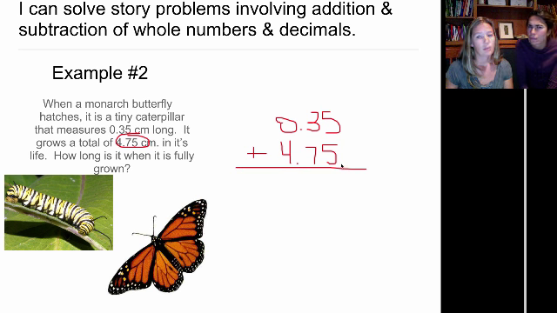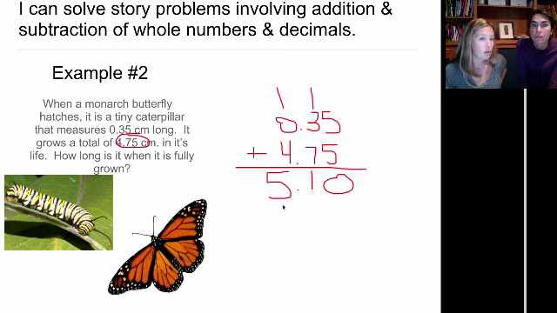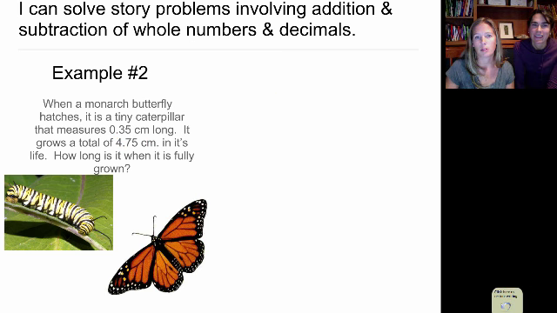So 5 plus 5, 10. Man, that is just our lucky number today. Yeah. 7 plus 3 is 10, plus 1 more is 11. Bring on my decimal. 4 plus 0 plus 1 is 5. So the monarch butterfly grows to a total of 5 1/10 centimeters. Ooh, label. I almost forgot again. My goodness. Okay, and one more example.